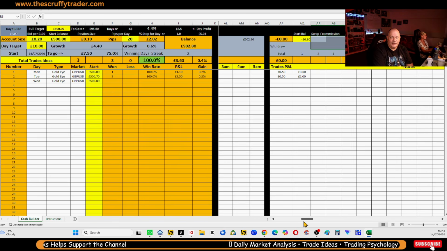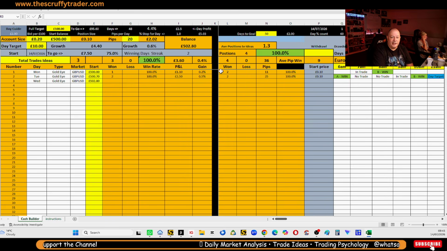And it'll keep track. And then what you're doing here is it'll work out how many positions you've got, how many trade ideas. So average positions to trade ideas. So it's 1.3 per trade idea, roughly. And it gives you a rough idea of pips. It's not totally accurate, but it's enough to know where you're going. And you can see your target running down. It'll tell you what your winning streak is, what the growth is, everything. It's a good, simple sheet to use. I like it. Hope to see you soon.